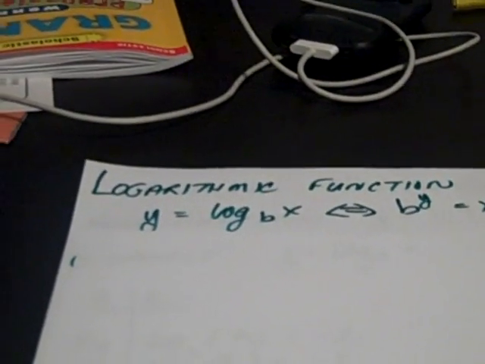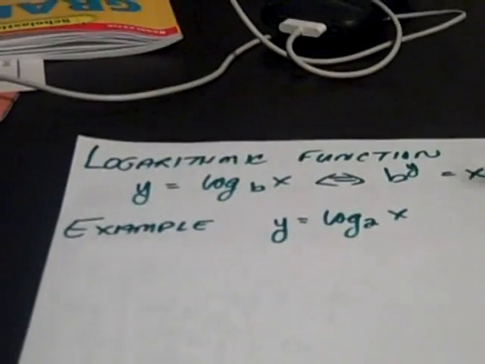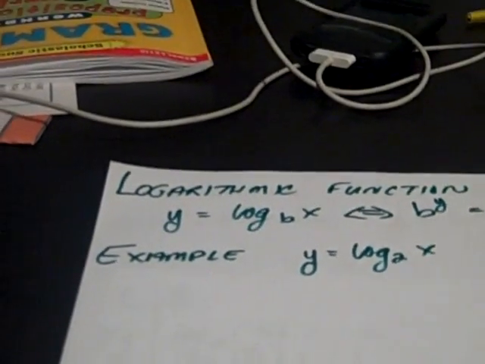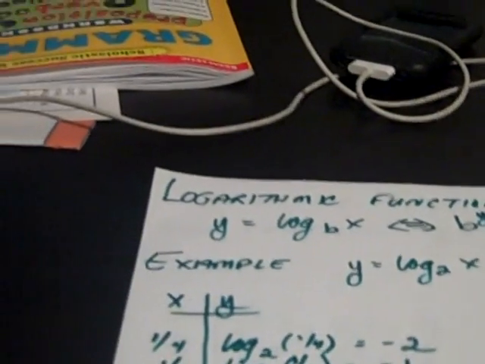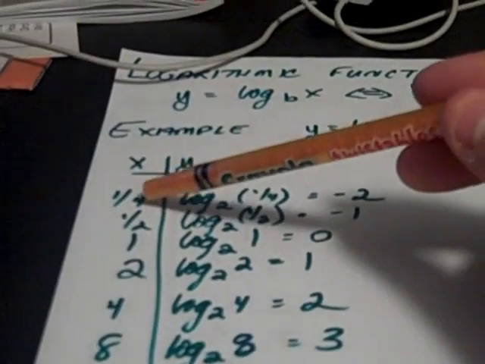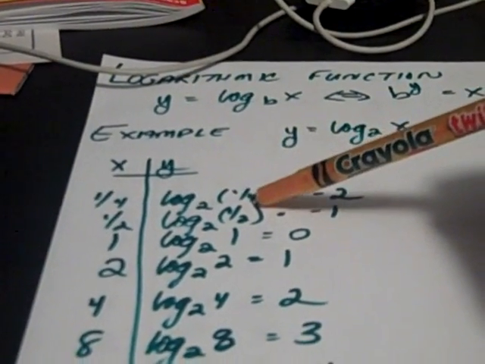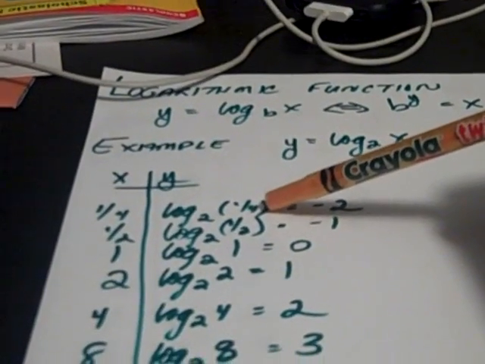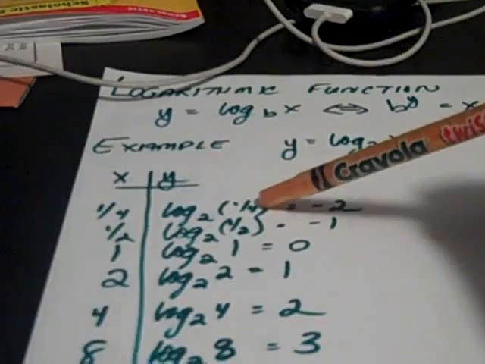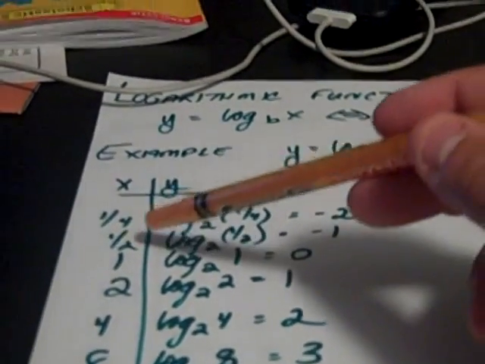So just like before, we're going to build a table of values. In this particular example, we'll look at y equals the log base 2 of x. And let's refresh ourselves on how this all works. If I were to plug in 1/4, I'm finding the log base 2 of 1/4. So really the question I'm asking is, 2 raised to what power will be 1/4? Well, 2 to the negative 2 is equal to 1/4.